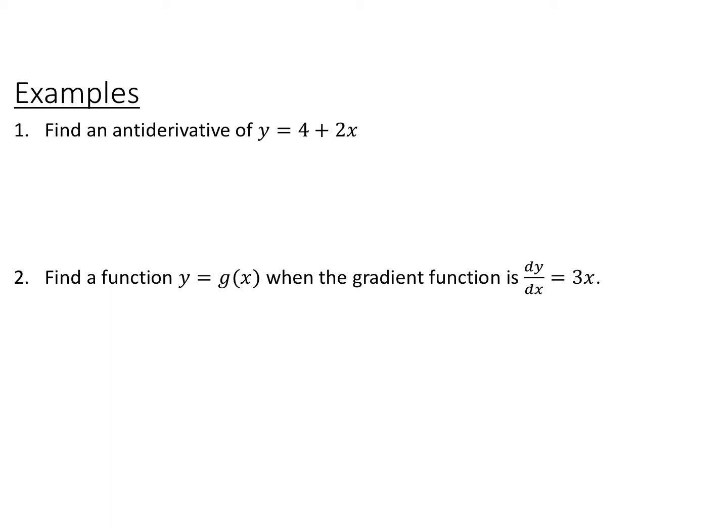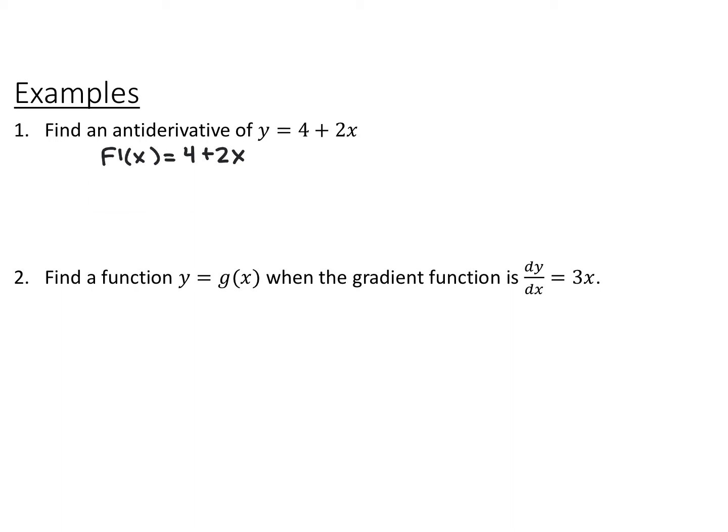So this first example, we want to find an antiderivative of y equals 4 plus 2x. So we want to find a function whose derivative is y equals 4 plus 2x. So we want to think about the process that was done to get f prime of x to be 4 plus 2x and figure out what f of x would be to get that. So go ahead and pause the video and see if you can find an antiderivative of y equals 4 plus 2x.